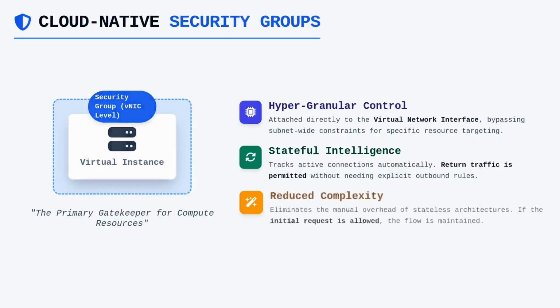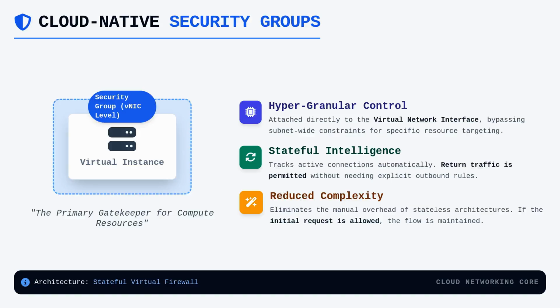Such a design choice significantly simplifies the configuration overhead that often plagues stateless architectures, where one would typically have to manually manage both inbound and outbound rules for every single conversation. This automatic tracking of connection states ensures that as long as the initial request is permitted based on your rules, the response is handled with the efficiency and intelligence we expect from modern infrastructure.